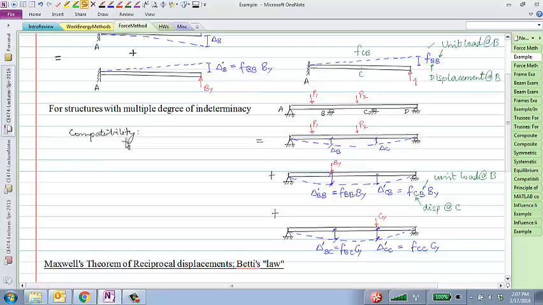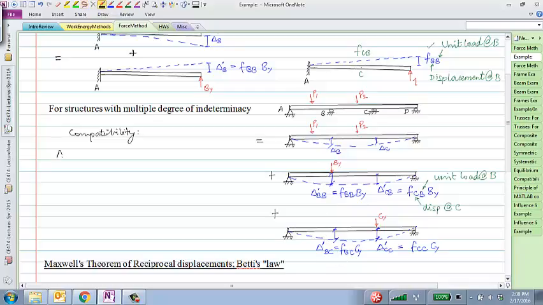Right, so all that those two compatibility equations should say is that under the effect of these 3 cases, the total displacement at B should be 0 and the total displacement at C should be 0. Right? All that this should say really is that delta B should be 0. I shouldn't say delta B, because delta B is just this. So the total displacement at point B would be the sum of this delta B plus delta BB prime plus delta BC prime. Make sense?